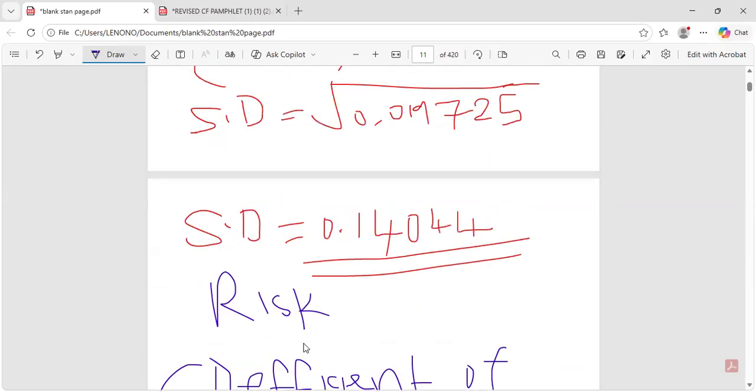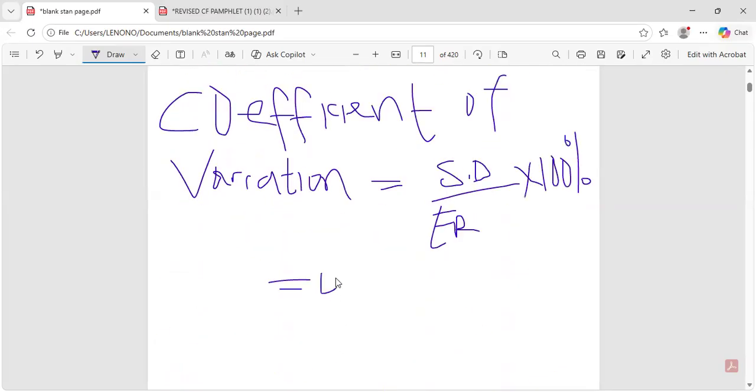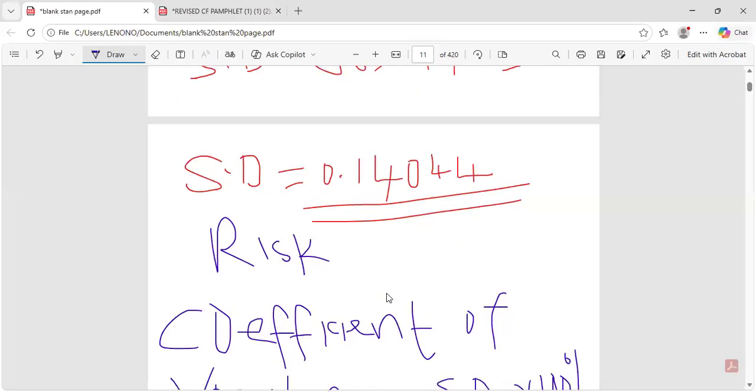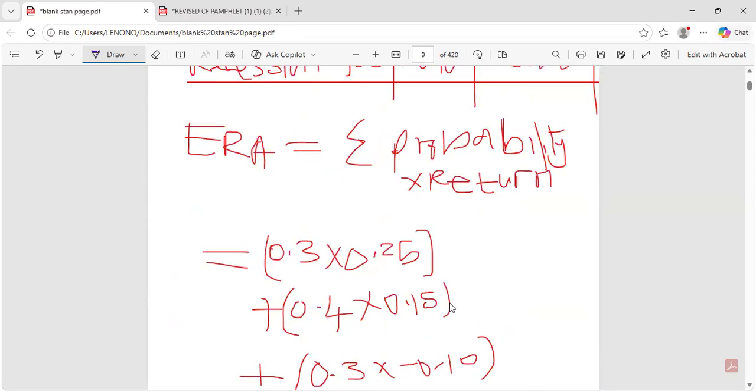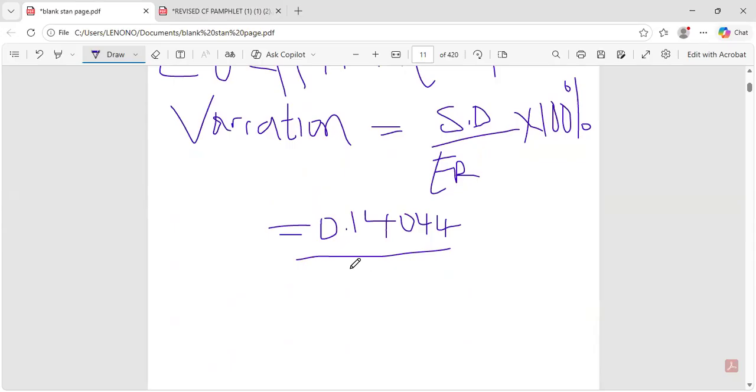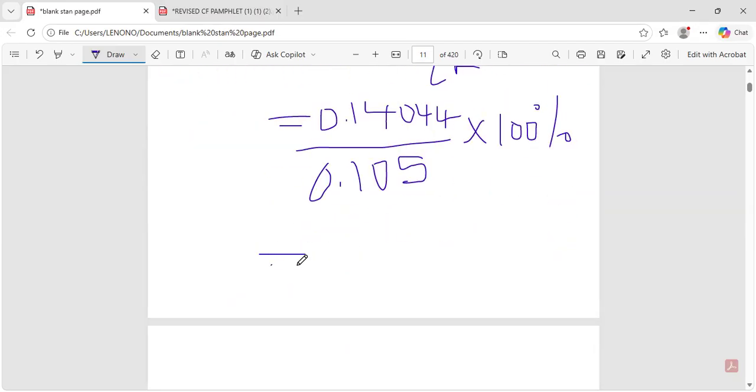So our standard deviation is what? 0.14044 divided by our expected return, which was 0.105, times 100%. 0.14044 divided by 0.105 times 100 is giving us 133%.